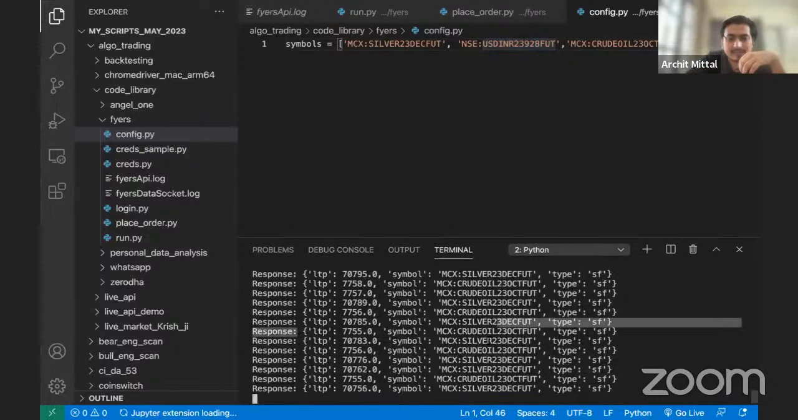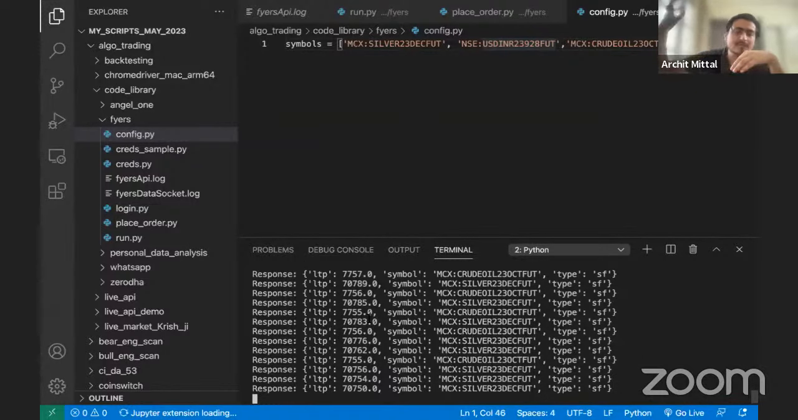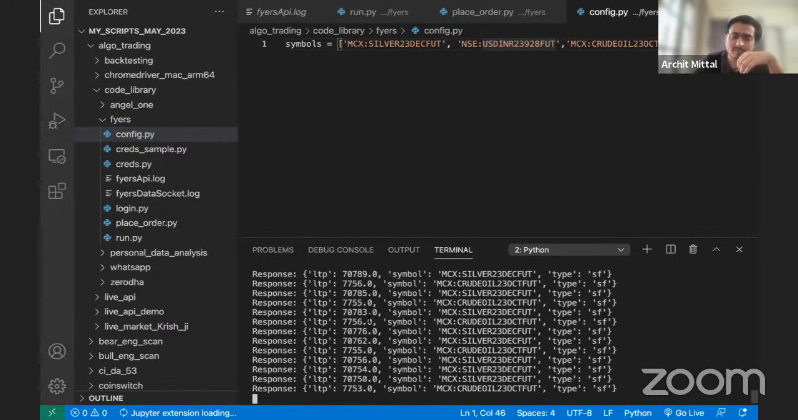So currently we are getting here LTP and symbol. You can get other things also, OHLC and volume. There are other WebSockets for that, which FYERS gave. FYERS has 5 to 7 WebSocket options which you can choose from. So this is the basic one.